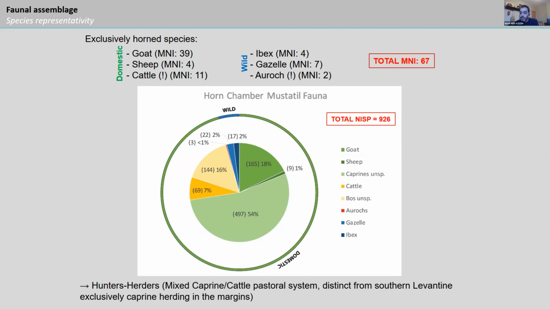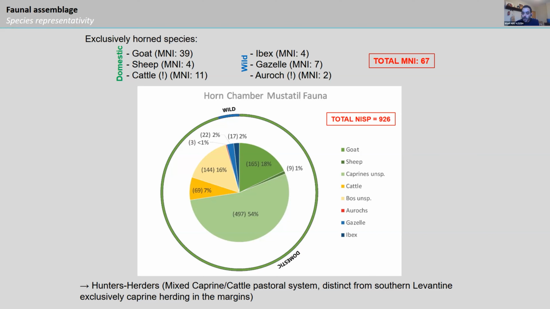The latter is crucial as evidence for aurochs in northern Arabia still remains uncertain and is of importance to tackle the issue of the introduction of cattle domestication into the Arabian Peninsula. So the total minimum number of individuals in the deposit reaches a considerable amount of 67 animals.